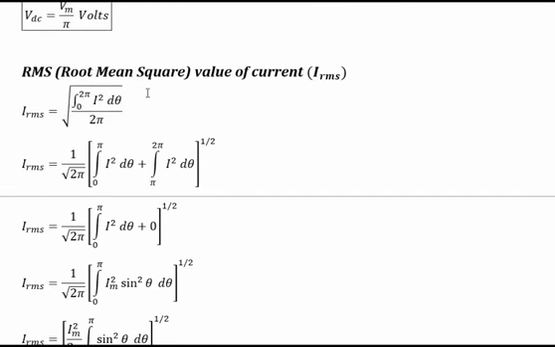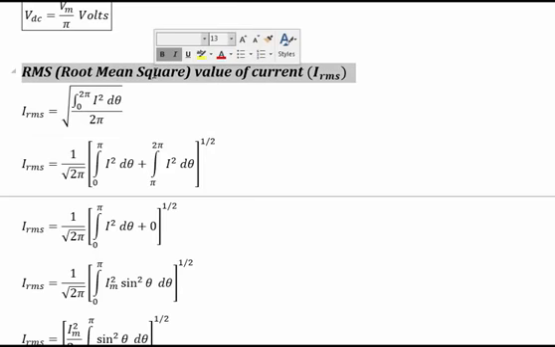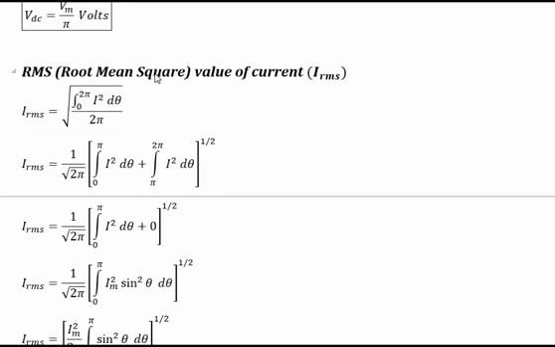Now coming to RMS. RMS is actually root mean square. It has three operations in this value. First we have to take a square of the current, because it is RMS of current. So we have to take a square of current, then we have to take its mean, then we have to take its root, and then we will get the RMS.